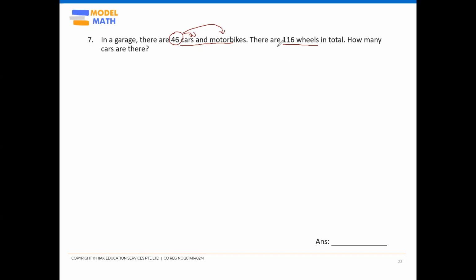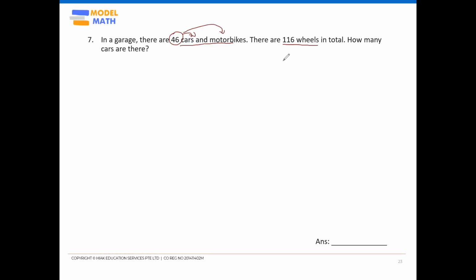Same for the 116 wheels. Ask ourselves, do we know out of the 116 wheels, any idea how many wheels belong to the cars? We do not know. And how many wheels belong to the motorbikes? We do not know as well. So then of course, two methods come in.